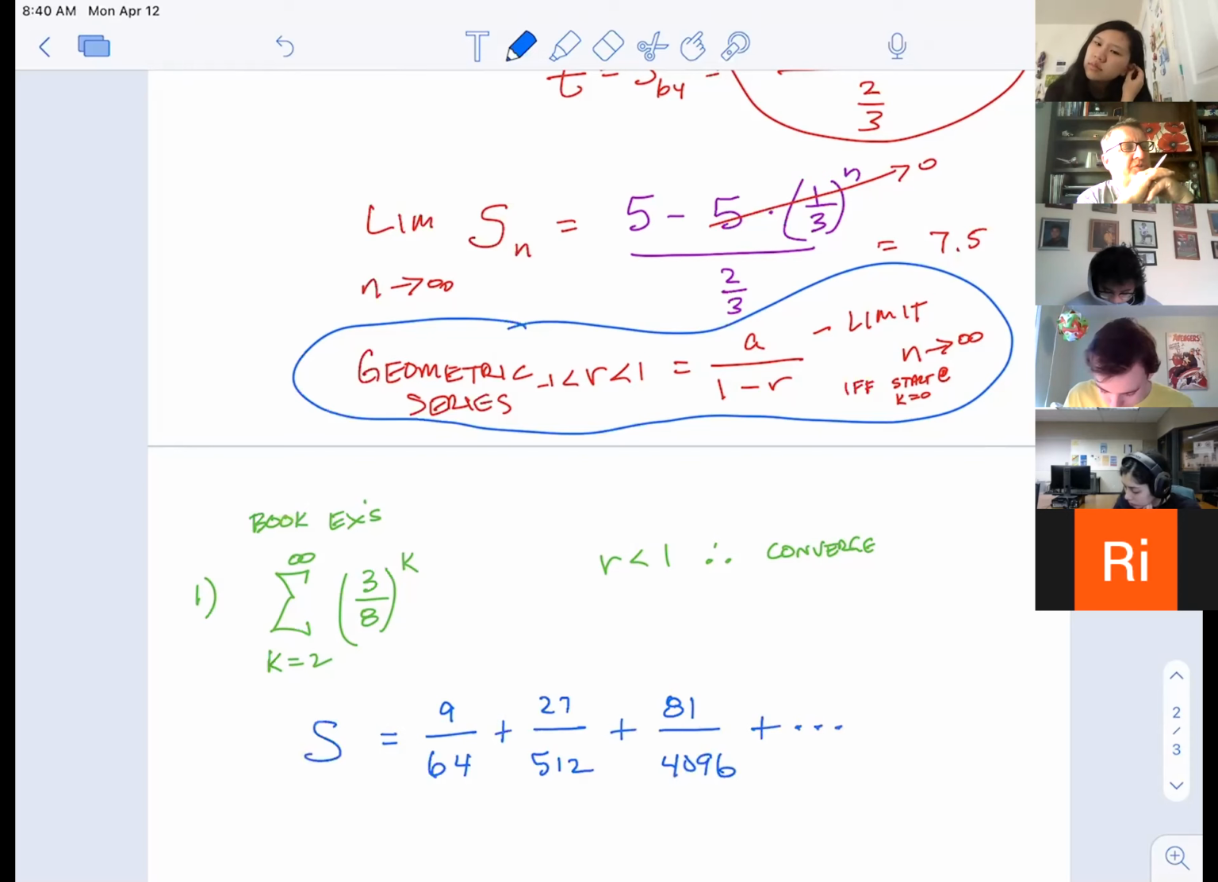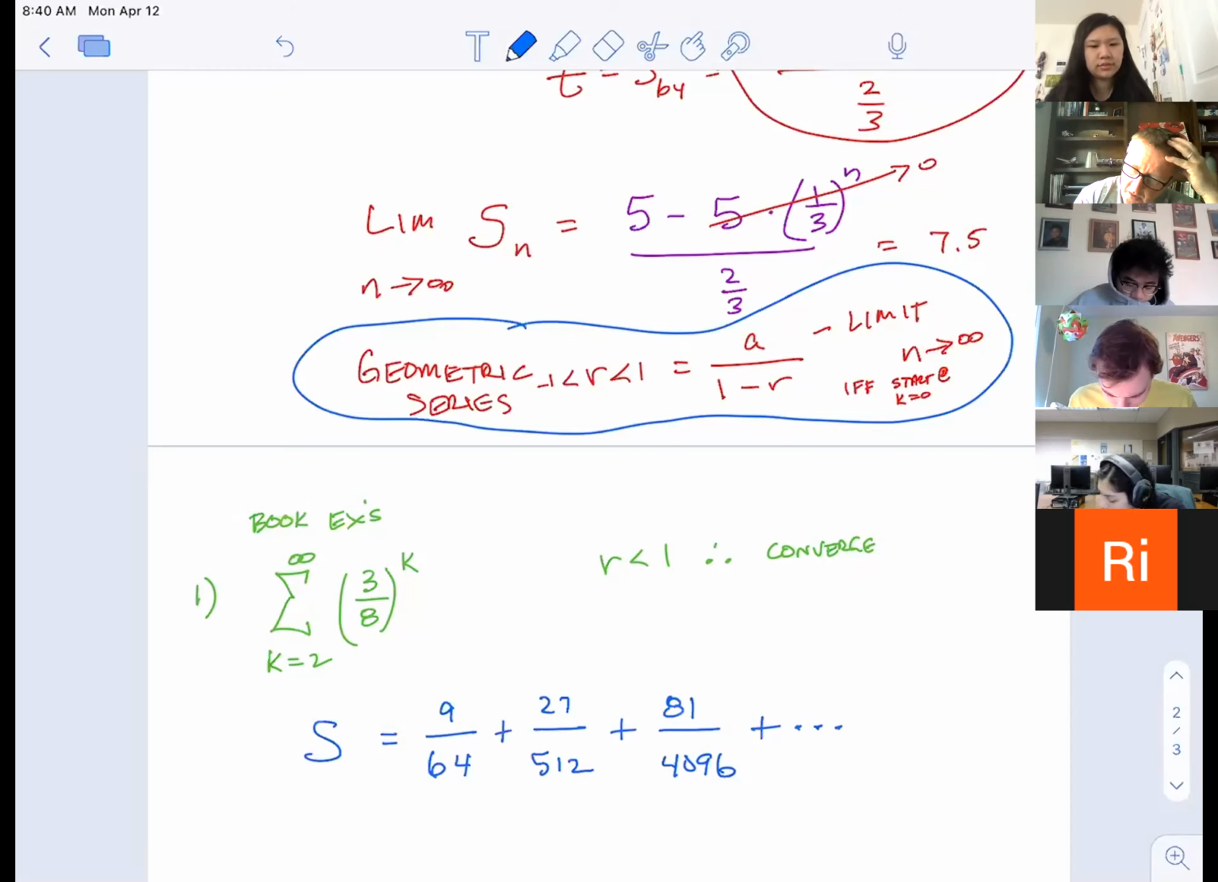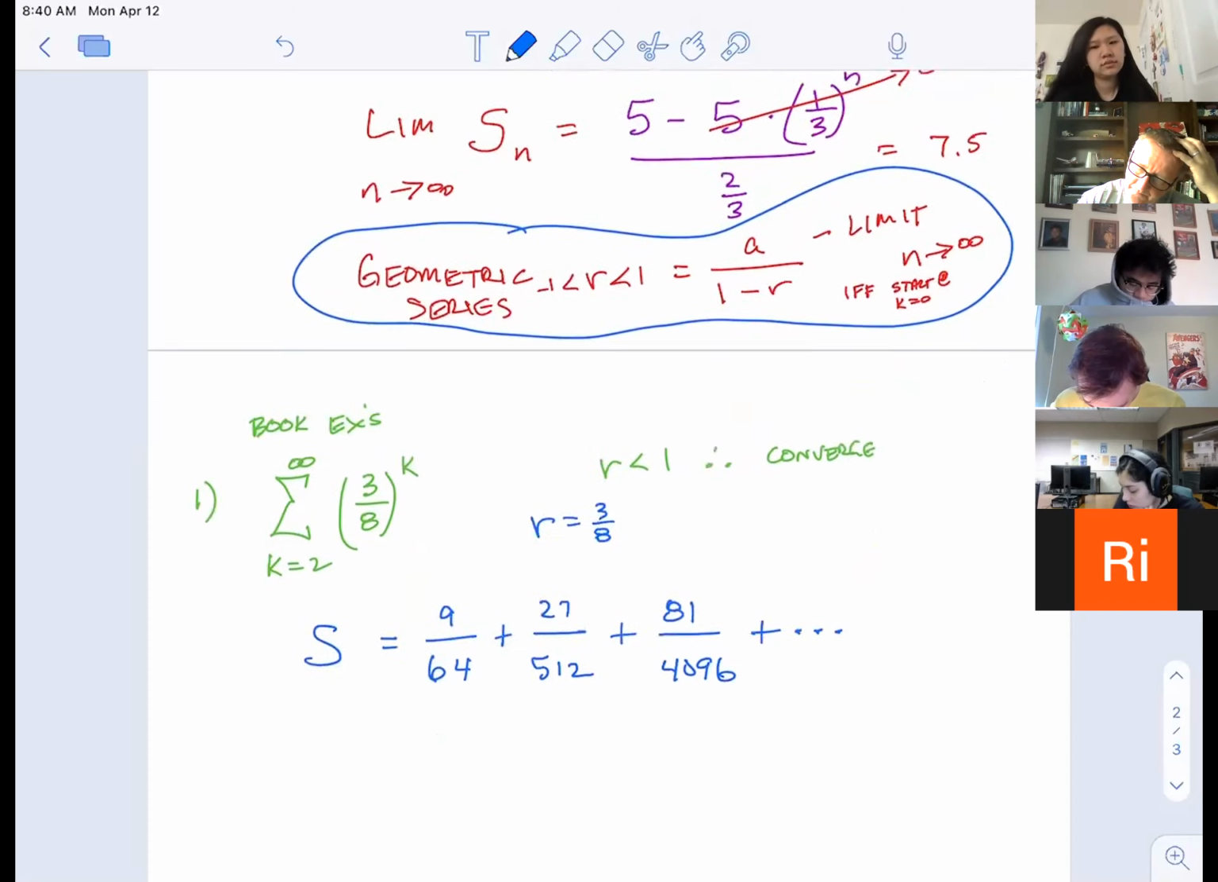The letter S is a good choice. Sum. You're just summing this up. But it's infinite. You recognize that your R value, each term is just getting multiplied by 3/8, very visible in the original summation.